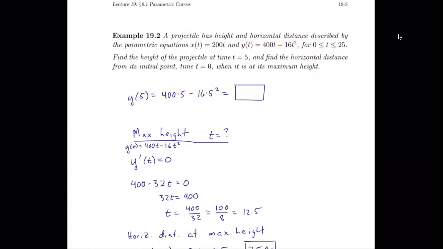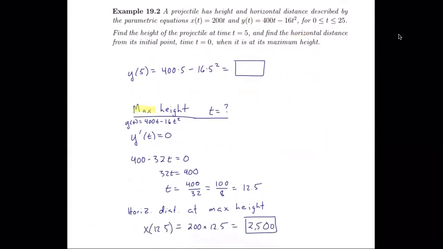Now the max height: we want to find the horizontal distance when this projectile is at its maximum height. So we see the word maximum, so we think, okay, this is some optimization scenario. In calculus 1, what did we do for optimization? We took our given function, we took its derivative and set it equal to 0. It's exactly what we do here. We take y of t, we take the derivative of it and set it equal to 0.